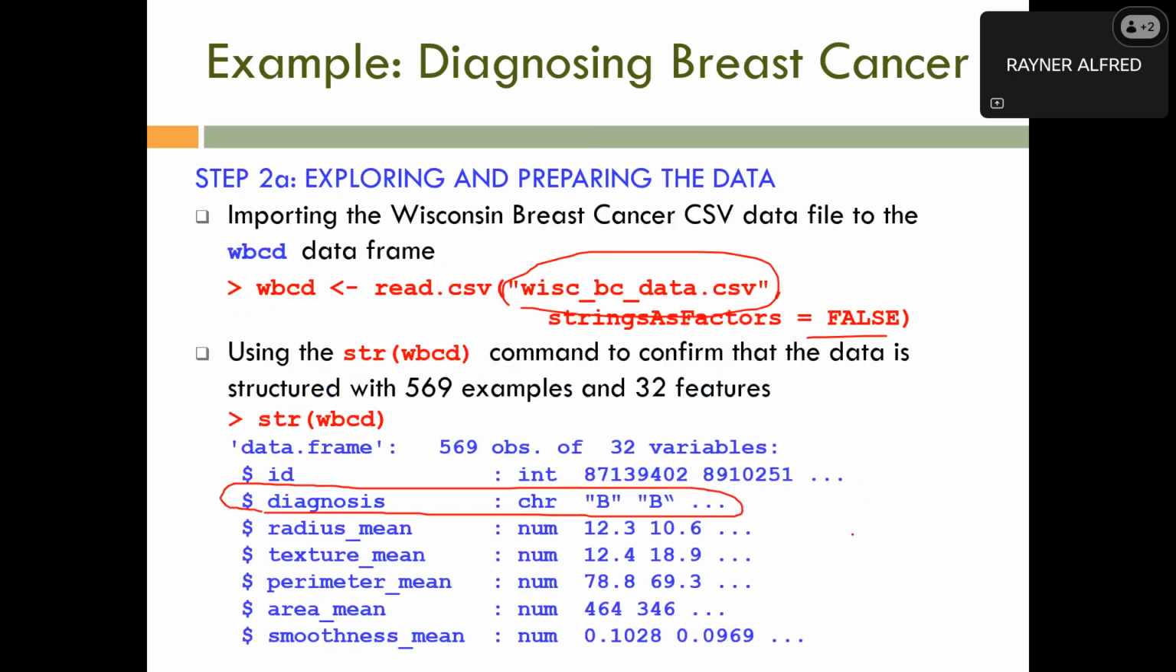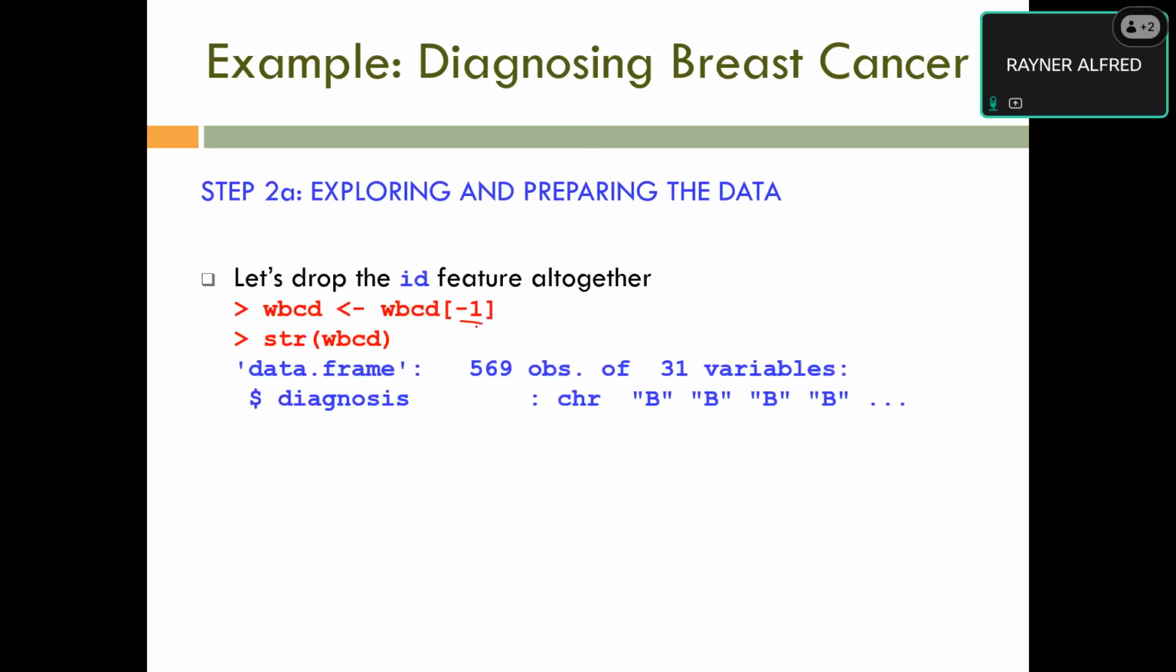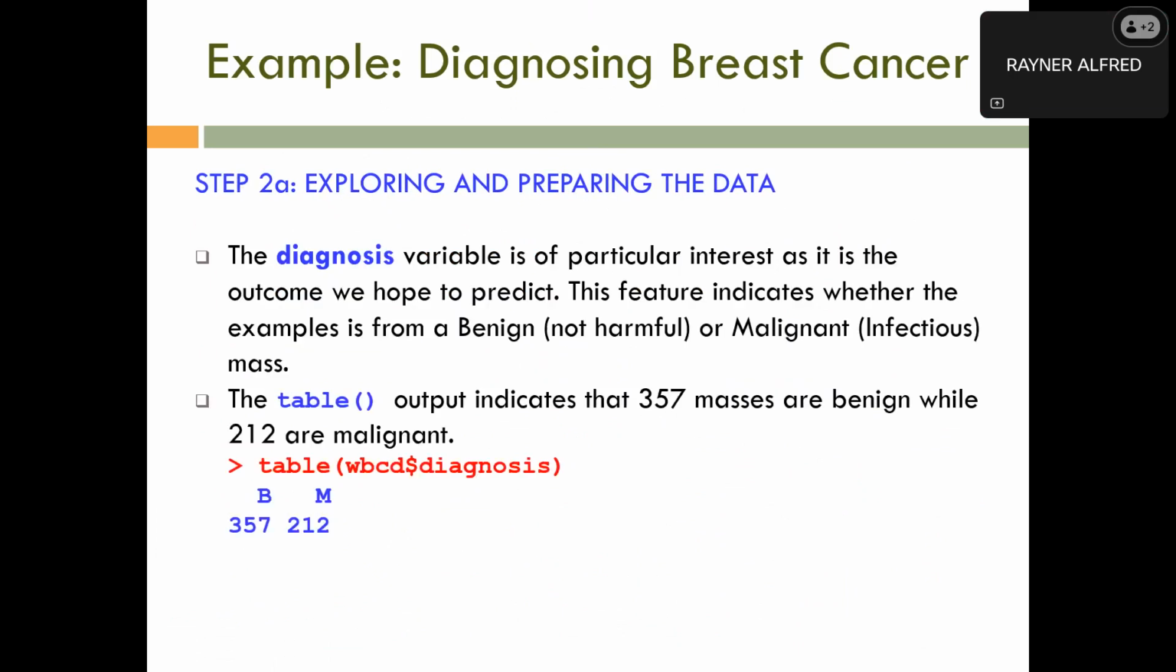So we throw away this one because it carries no meaning. This is just the ID. So basically here we are saying that we remove the first column and we update our data set. Now if we look at the structure of our data set, we only have 31 variables.